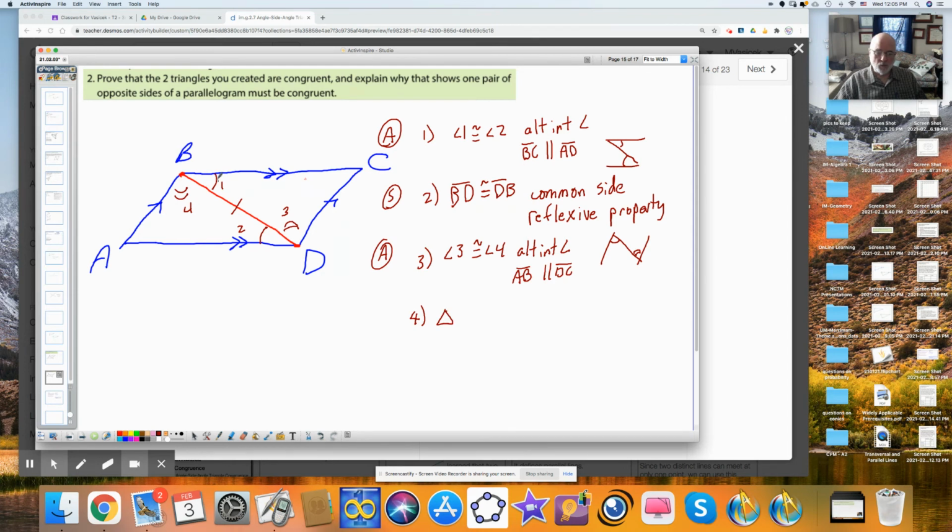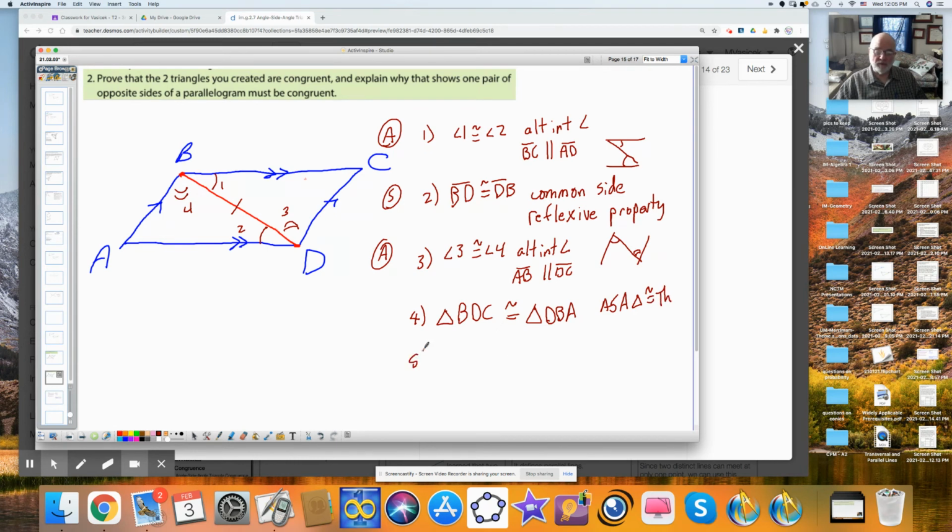Triangle, let's see, 1 tick, 2 ticks, no ticks. That's B, D, C is congruent. I have to match up my angles, remember? So this is 1 tick, 2 ticks, no ticks, D, B, A. Why? Well, it's because of the angle side angle triangle congruence theorem. I've proved that before, and now we're using it in another proof to prove something else.